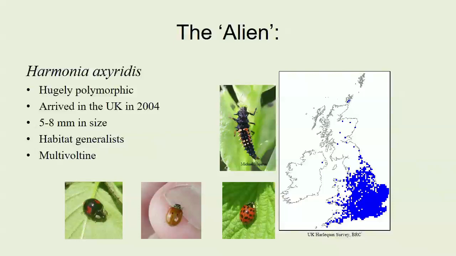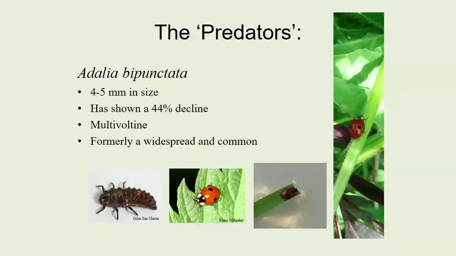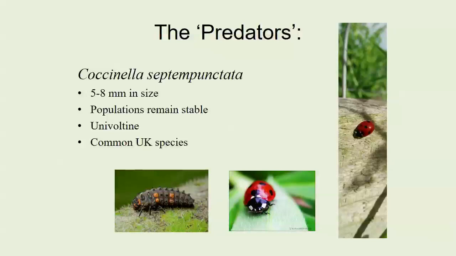So we compared this non-native species to two native species, the first of which is Adalia bipunctata. This is a native two-spot ladybird. This is smaller than the invasive, about two-thirds the size. And in the 5 years following the arrival of the harlequin, it showed a decline of about 44%. A similar decline was also noted in Europe. Our second predator is our seven-spot ladybird, Coccinella septempunctata. Again, this is a larger ladybird, comparable in size to the harlequin. Populations in the UK have shown no such decline, and it's still one of our common species.